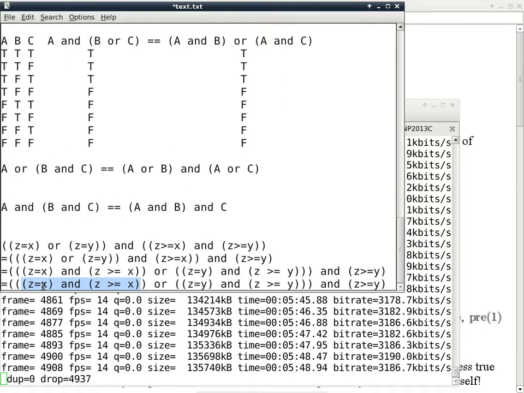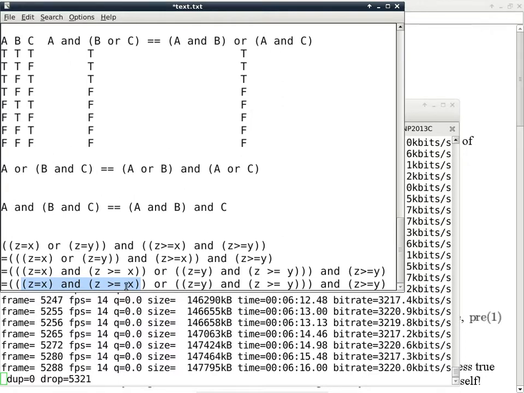Can you use a darker one? I couldn't see it. Okay, we can also look at this in another way. When you say something and something, are you making the statement more restrictive or more general? It's more restrictive because you need both sides of a conjunction to be true for the entire thing to be true. So if you look at this highlighted part here, z equals x has to be true, z is greater than or equal to x has to be true.